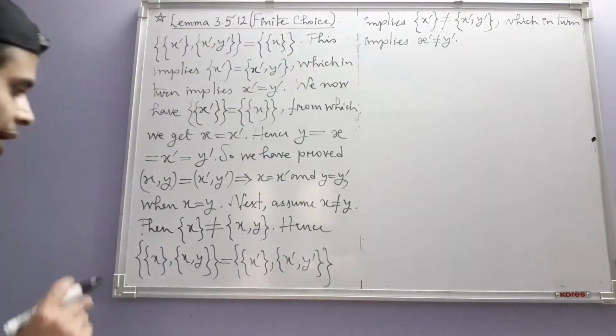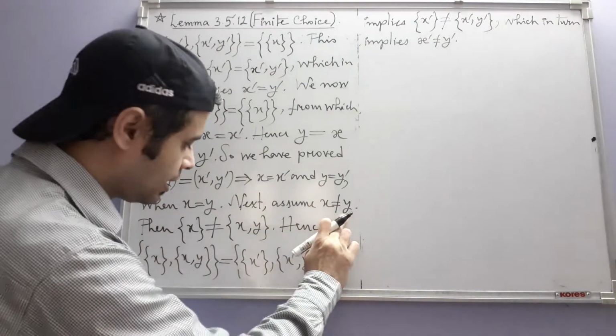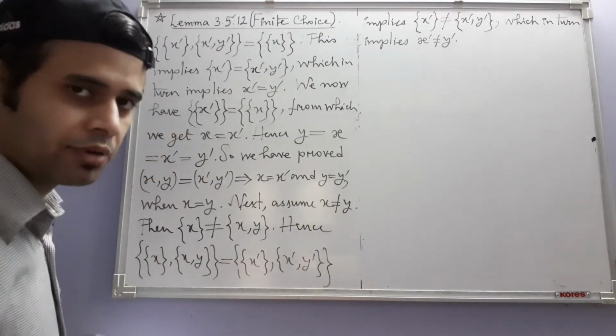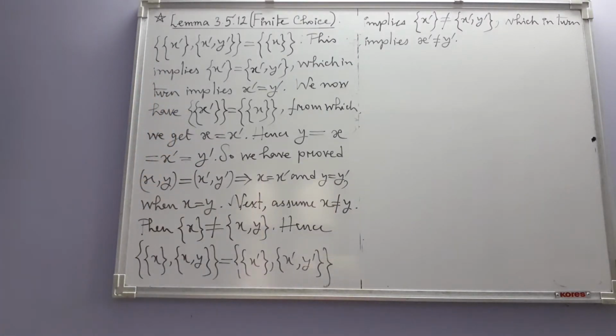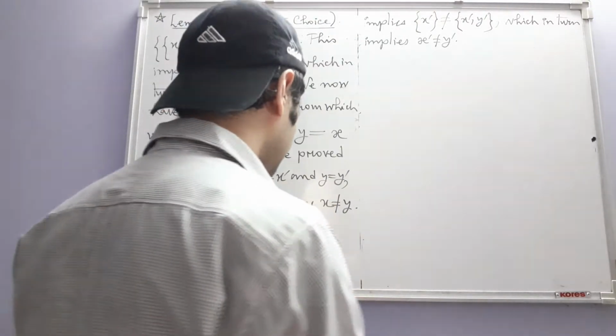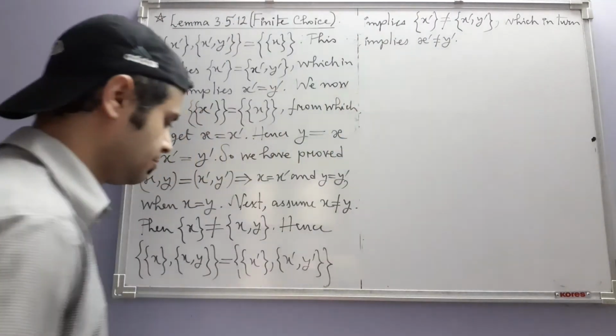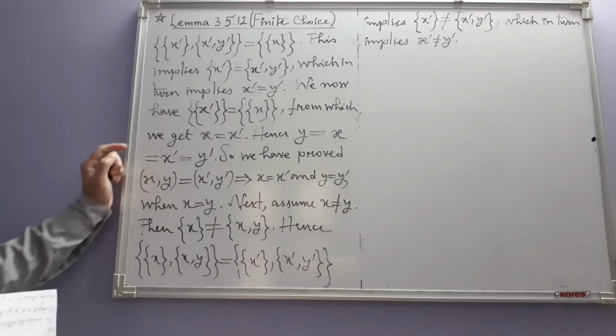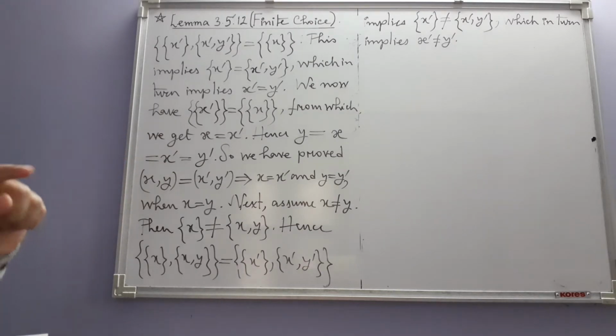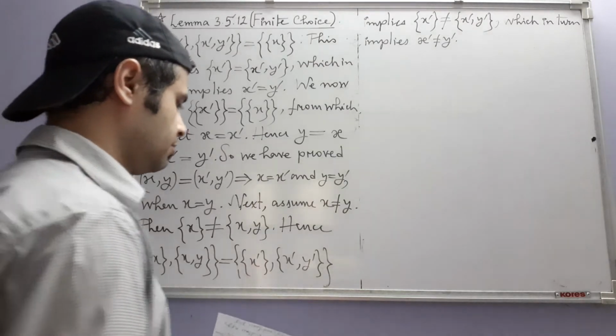Okay. Now given that x and y are different, x prime and y prime are different, what can we conclude from this? That we have to figure out. Ultimately our aim is to show that x is equal to x prime and y is equal to y prime. Okay.